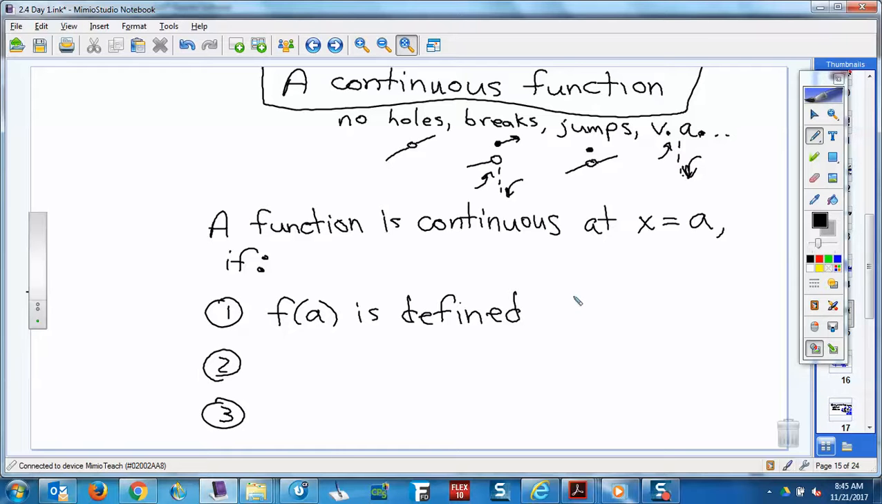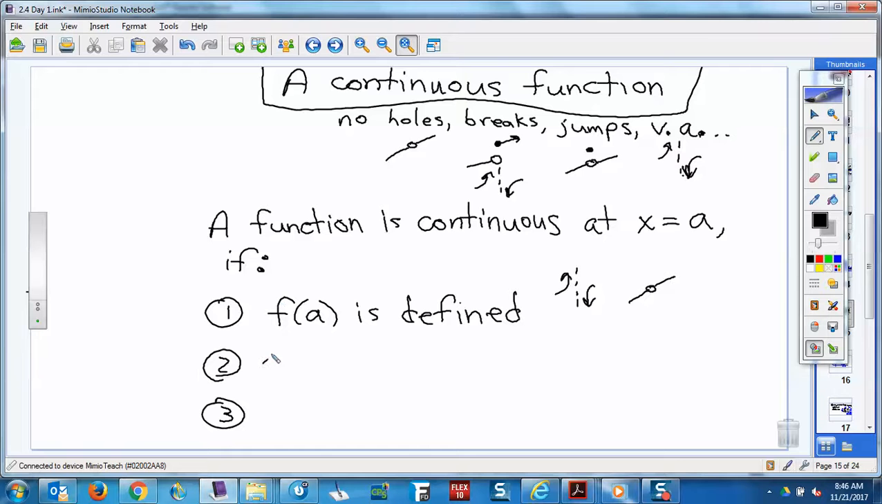Make a little note to yourself: there must be an output there. So which one of those that I gave you would violate that? The vertical asymptote would violate that. The hole would violate that. Okay? So those two situations would violate that. If there's a place where the function's not defined, then it's not continuous there.